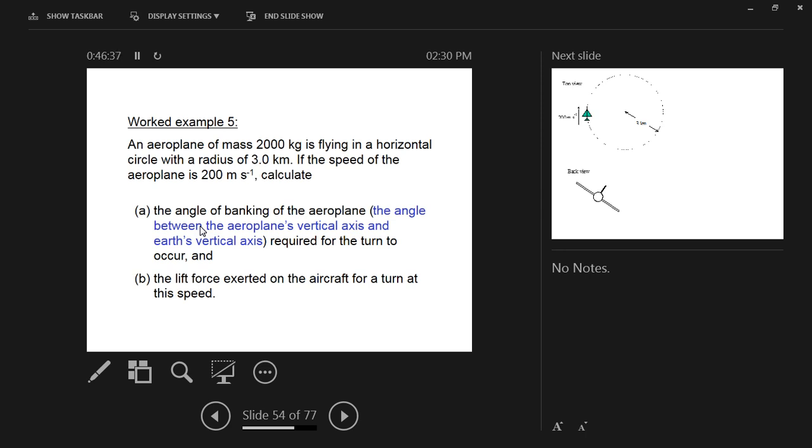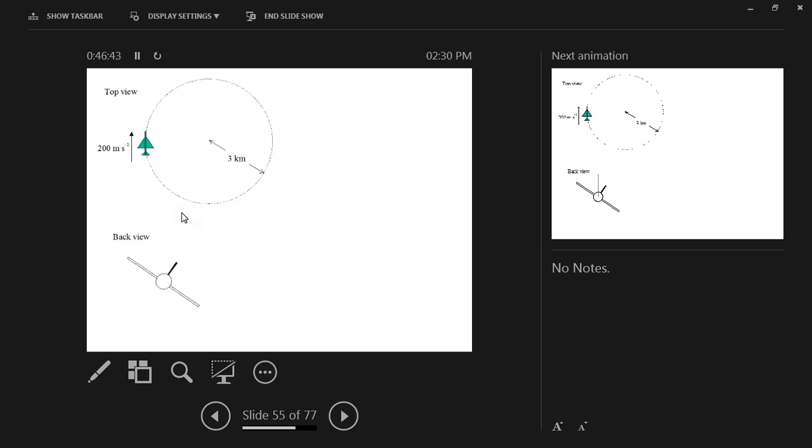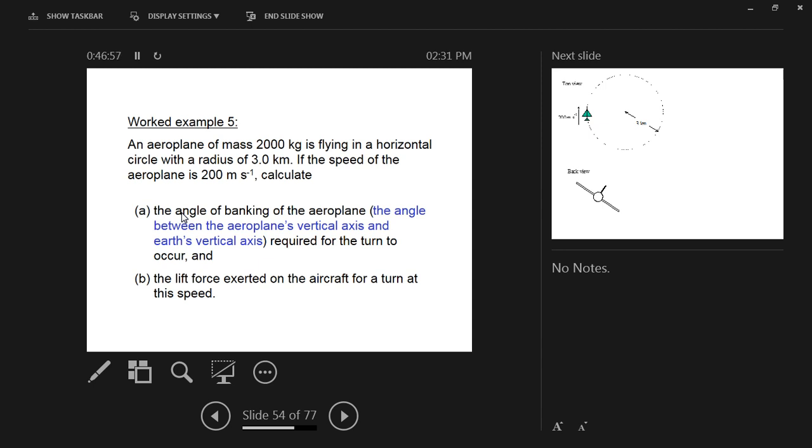In circular motion, can you highlight this term, angle of banking? This word banking comes up very frequently, so you must know the meaning of banking. I'm defining it for you here. In the question, I actually inserted the one in blue myself. In the exam question, it is not explained what banking angle is, so you need to know its meaning. Next time when you are given the angle of banking, what does it mean? It means the angle between the aeroplane vertical axis and the earth vertical axis.